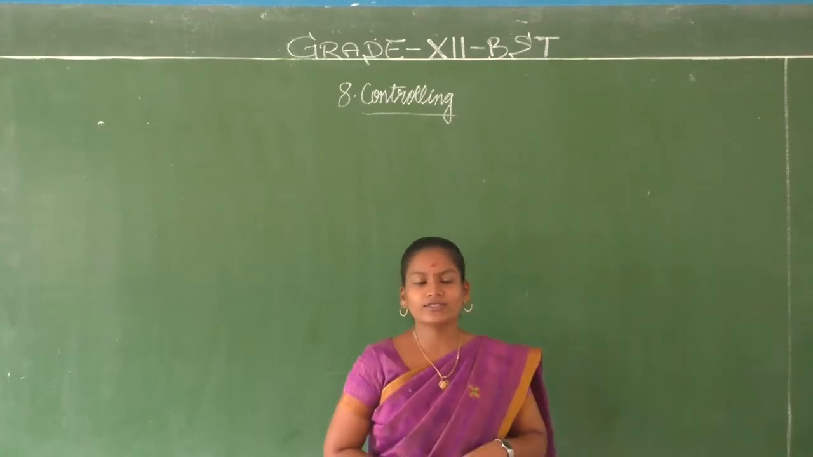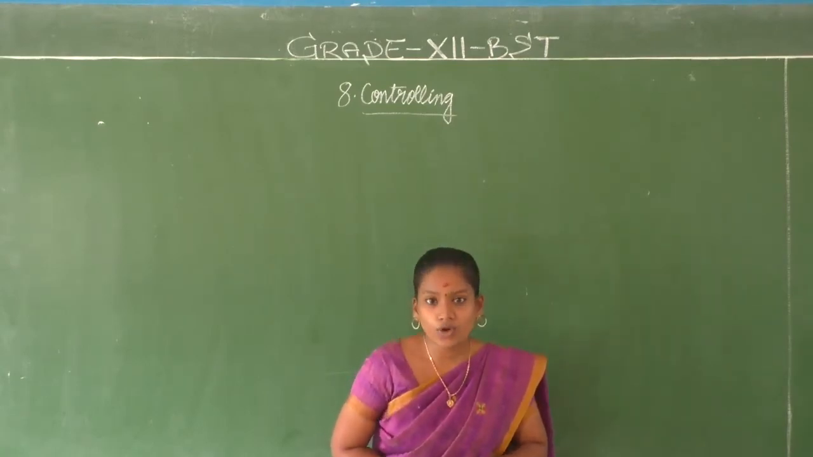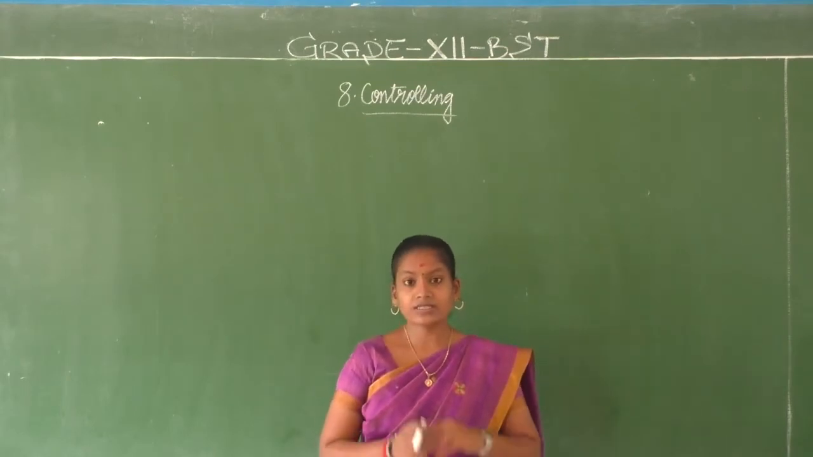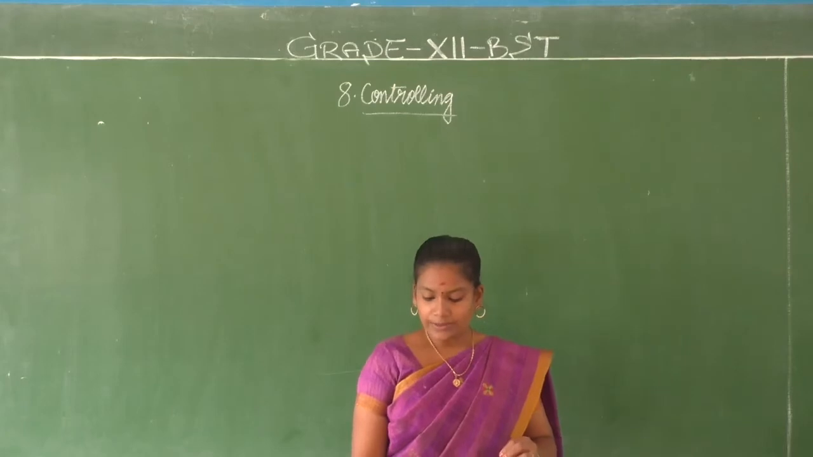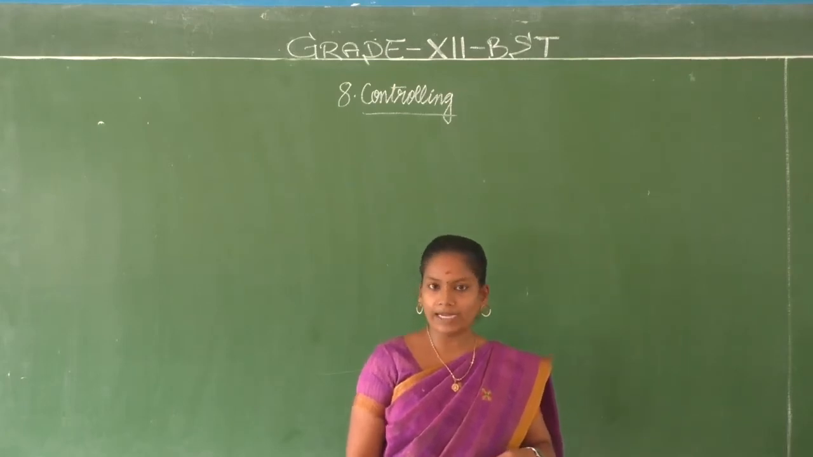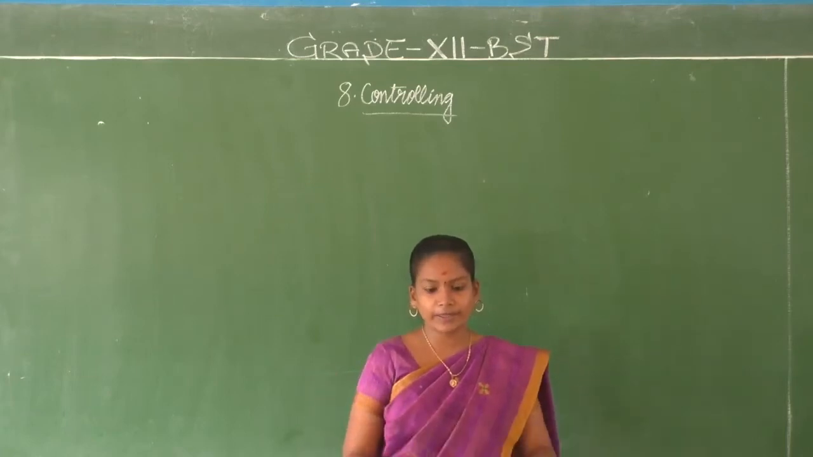What are we doing today? We are starting chapter number 8, controlling. This is your last chapter in your Part A, principles and functions of management, that is, in the chapter on managerial functions discussion.